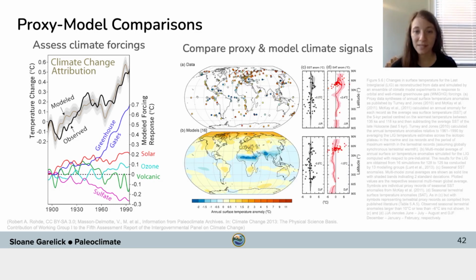Additionally, comparing climate signals between proxies and paleoclimate models can help to validate and improve future model projections. If models simulate past climate changes correctly when compared to proxy reconstructions, this can help to validate their ability to predict future changes. For example, the top panel in the figure on the right is showing changes in surface temperature as recorded by proxy reconstructions, and the panel on the bottom is showing simulated changes in surface temperature from paleoclimate models.